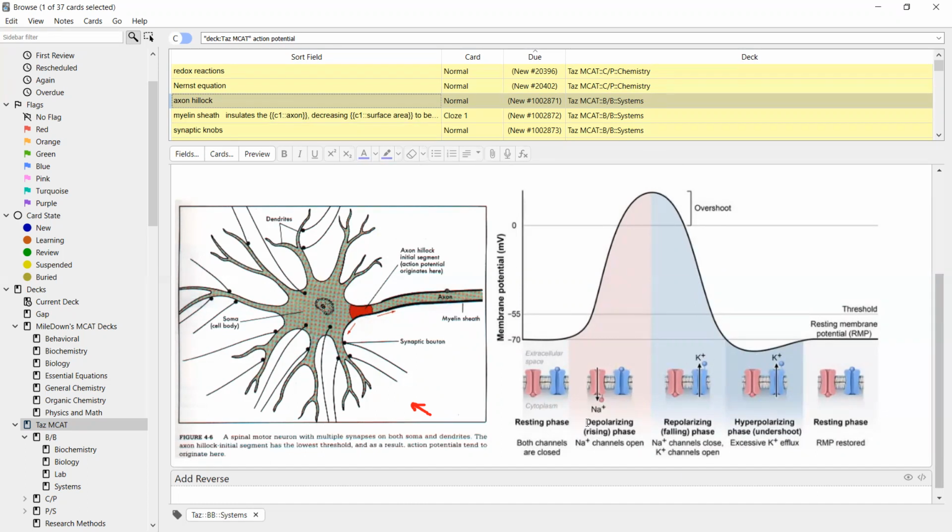Sorry, I should have mentioned the terminology. Depolarizing is when it's becoming more positive, when sodium is entering. Repolarizing is when it's becoming more negative, going back to normal. But then we have something called hyperpolarizing. It's going more negative than it was supposed to be. Why is it going more negative than it was supposed to be? Well, this is actually not a bug, it's a feature.